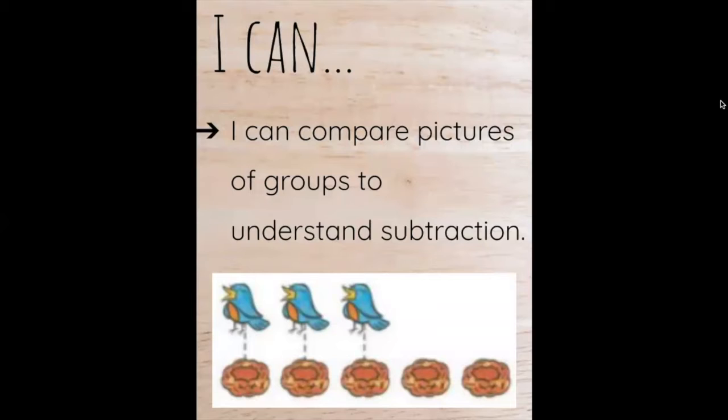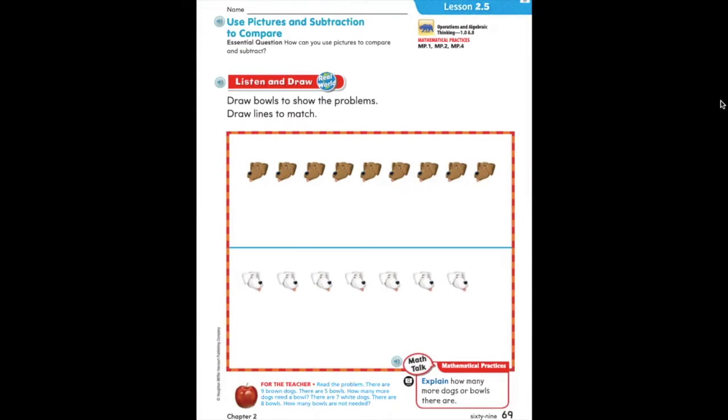Let's take a look at our I can statement for today's lesson. Our I can statement says this: I can compare pictures of groups to understand subtraction. Let's turn to page 69.